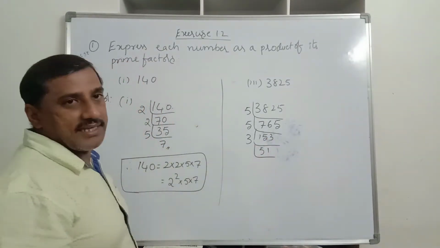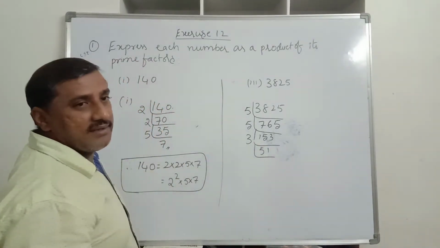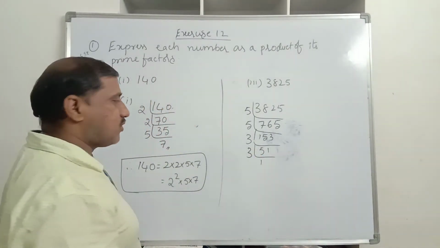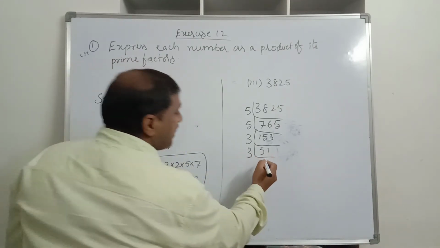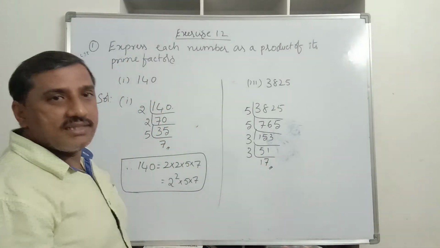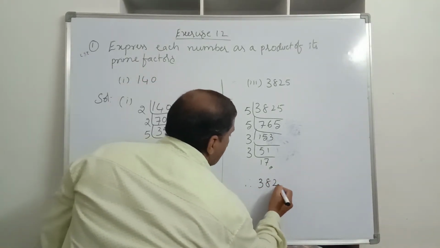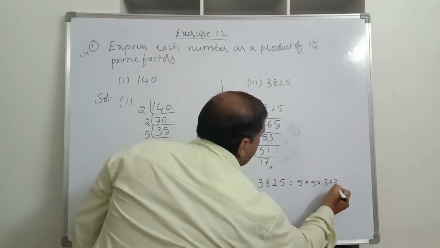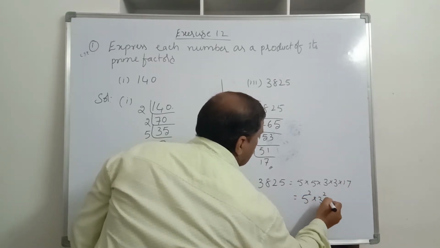Again 5 plus 1 is 6. Therefore it is divisible by 3. So divide by 3. 3 ones are 3. 5 minus 3 is 2. Then bring down 1, 21. 3 sevens are 21. What is the last number we got? It is 17. 17 is also a prime number. Therefore the prime factorization of 3825 is 5 into 5 into 3 into 3 into 17, that is 5 square into 3 square into 17.